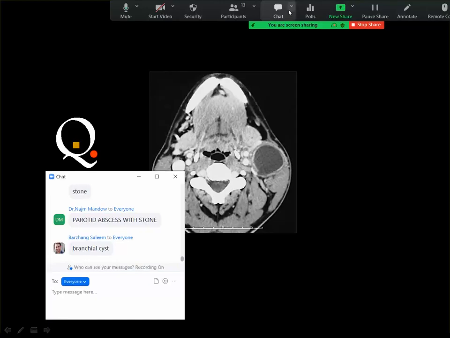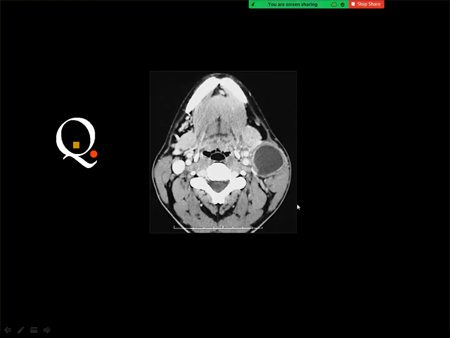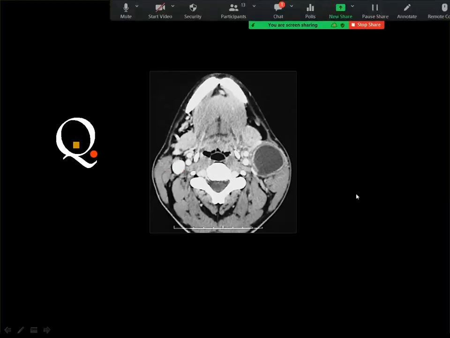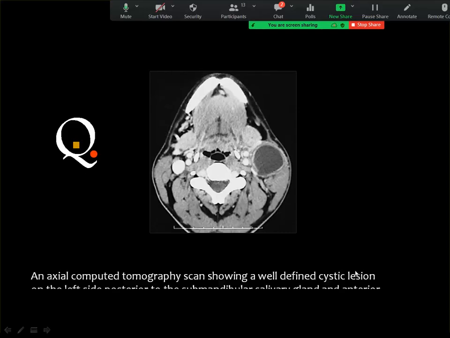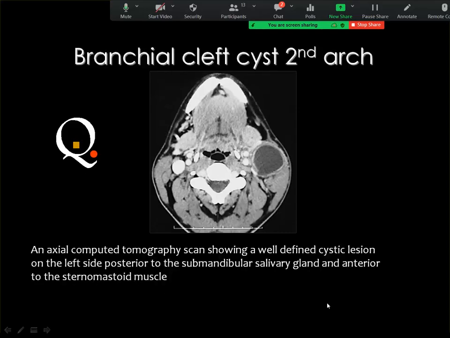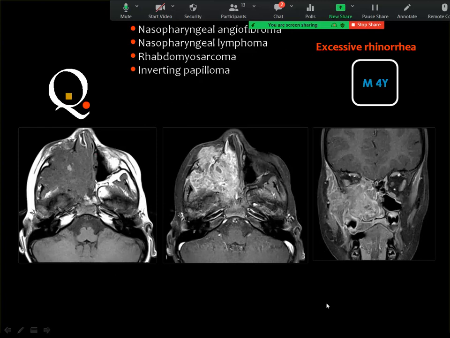And this is, of course, a branchial cleft cyst, second arch. Typical location, posterior to the submandibular salivary gland, anterior to the sternomastoid muscle, and lateral to the carotid vessels. This is a branchial cleft cyst, second arch.